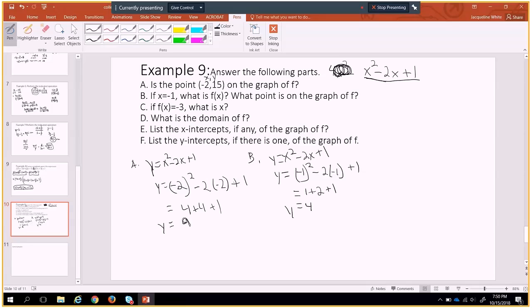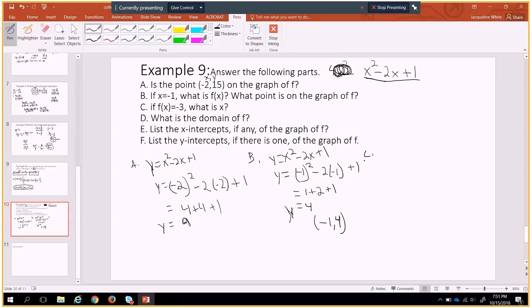And the next question is, what point is on the graph of f? So when we plug in x equal to -1, we get that y is equal to 4. So that means that our coordinate in this case is -1, 4 for this equation. All right, so got that.